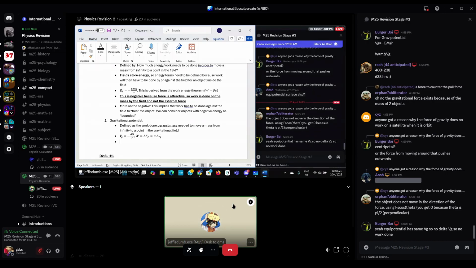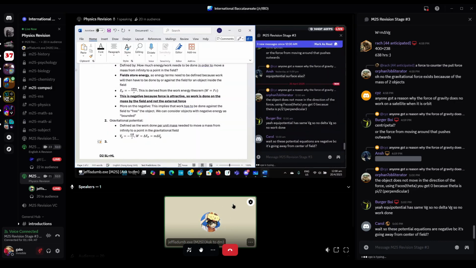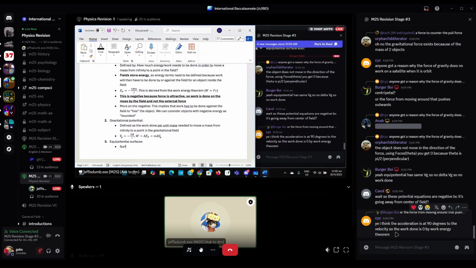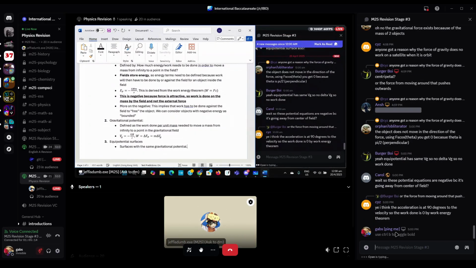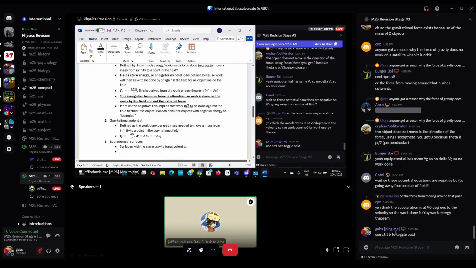Okay, so I'll move on now. That's how you define gravitational potential, and now we move on to equipotential surfaces. This is defined by surface with the same gravitational potential. Why does it keep being fixed to bold and underline? This is so annoying.